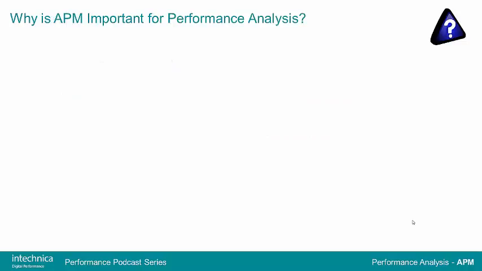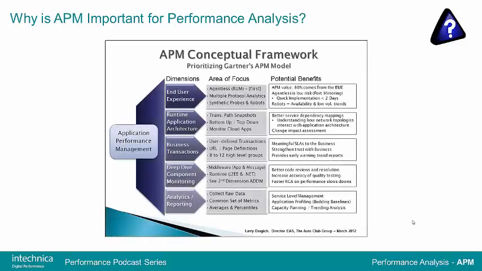So why is APM important for performance analysis? Well, according to Gartner, it's a very, very powerful solution. That's because it's multi-dimensional. It gives you information about the end user, the runtime application architecture, the business transactions, the deep dive component monitoring that profilers provide, and brings us all together collectively with analytics and reporting. So very much a powerful one-stop single solution for application performance management and monitoring.